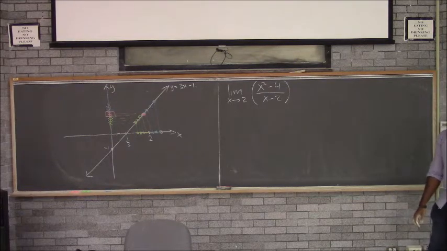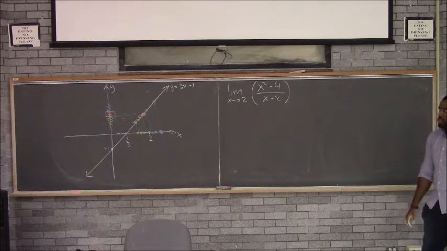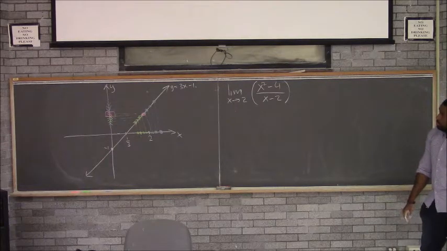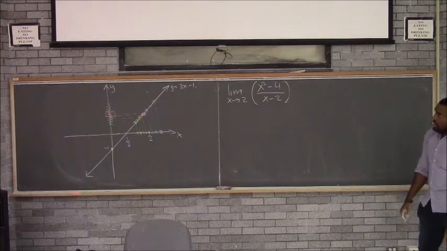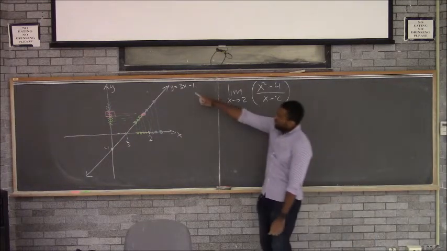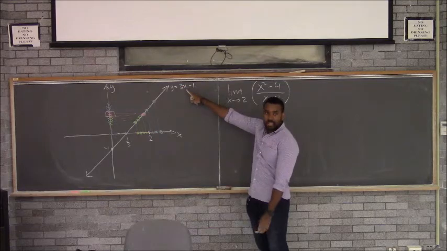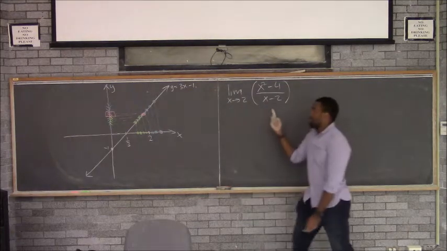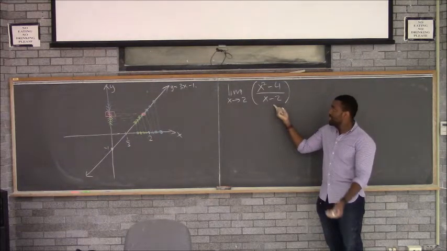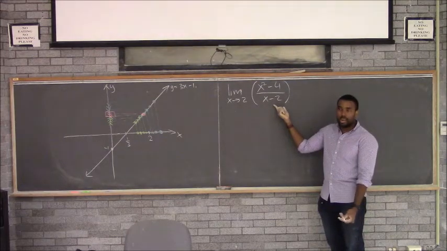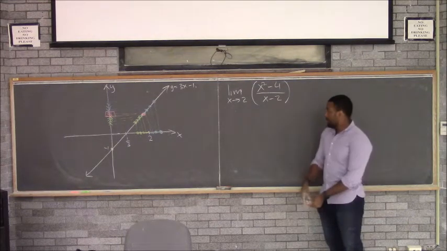Again, you want to think about the idea. What's happening as I'm inching closer and closer to 2? How is the y value responding? Now, in this situation, I want you to notice that I can't just plug in 2 and actually find the answer. That's a problem. So now the question is, how do I get to the answer?